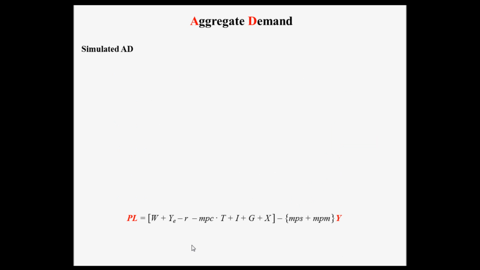So the aggregate demand model has an intercept equal to wealth plus expected future income minus the real rate of interest minus the marginal propensity to consume times tax revenue plus investment expenditure plus government expenditure plus exports. And its slope is the marginal propensity to save plus the marginal propensity to import. And it relates price level to real GDP, and that relationship is negative since the marginal propensity to save is positive and the marginal propensity to import is positive.